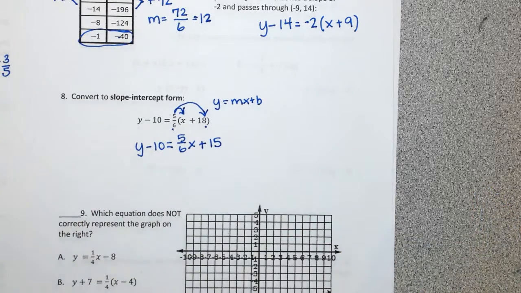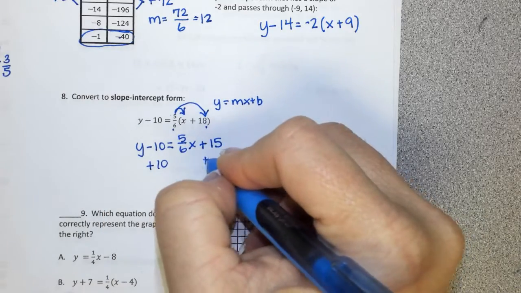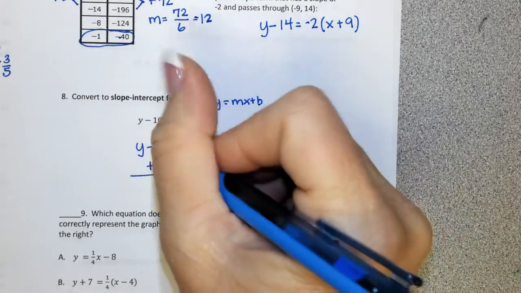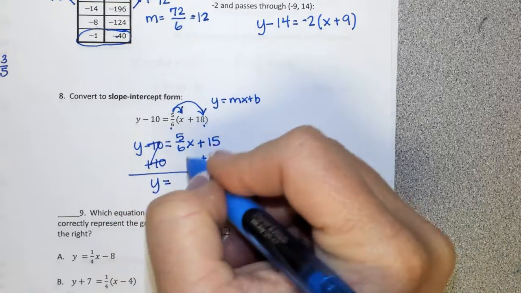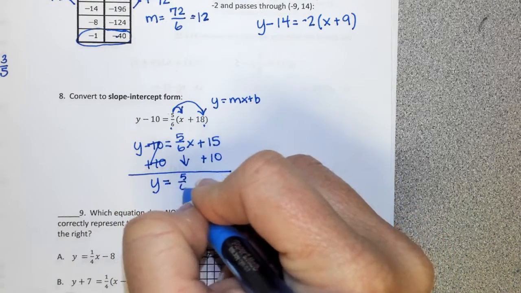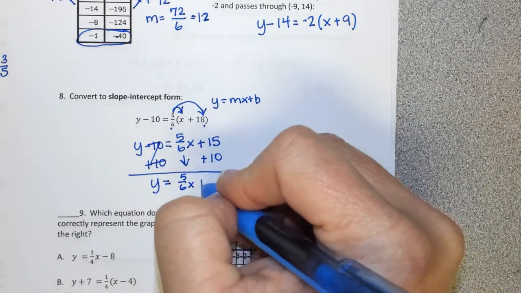Now, am I done? No, we still have one more thing to do so we can get y by itself. What do we need to do? We just need to add 10. So we know that this zeroes out. So we bring down our y equals, we bring down the 5 over 6x, and then we combine our like terms, which gives us 25.